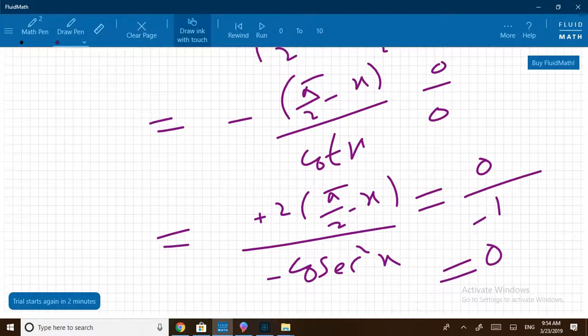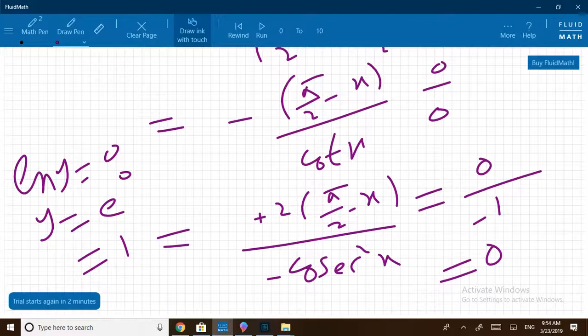Yes, natural log of y is equal to 0. It means y is equal to e raised to the power 0, which is equal to 1. I am not writing the limit, just simplifying each step, so it is obvious we are taking the limits. Okay, so let us have a short look at this question.